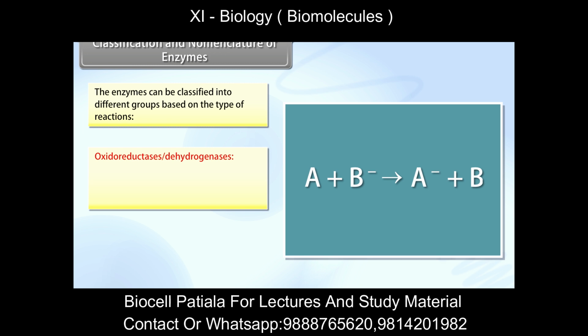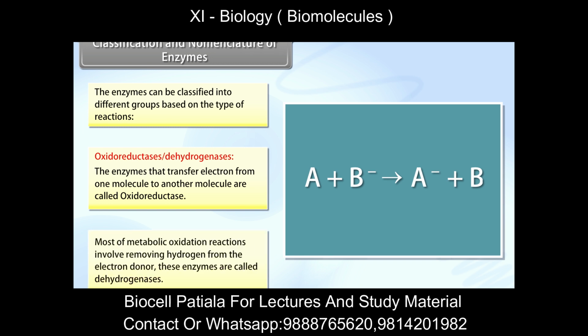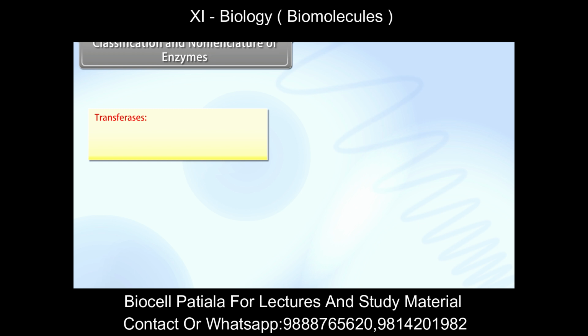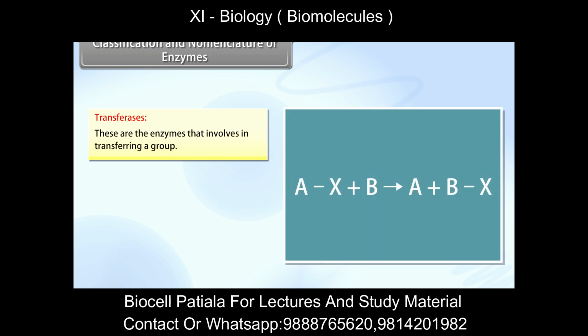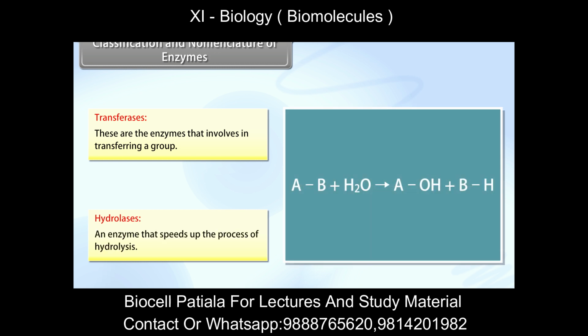Oxidoreductases or dehydrogenases. The enzymes that transfer electrons from one molecule to another molecule are called oxidoreductases. Most of the metabolic oxidation reactions involve removing hydrogen from the electron donor. These enzymes are called dehydrogenases. Transferases. These are the enzymes that are involved in transferring a group. Hydrolases: enzymes that speed up the process of hydrolysis.